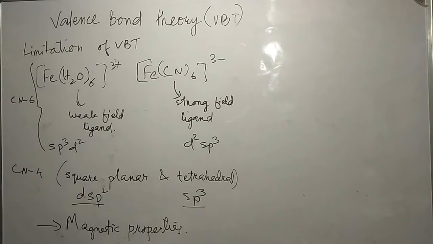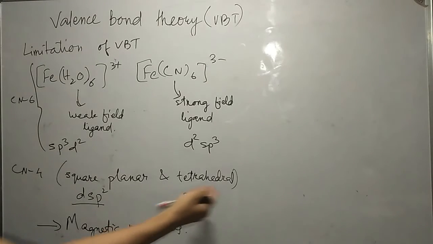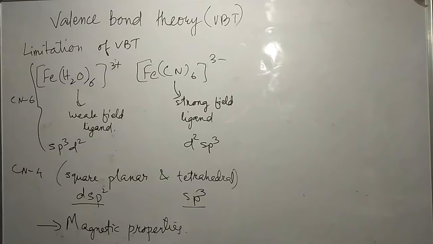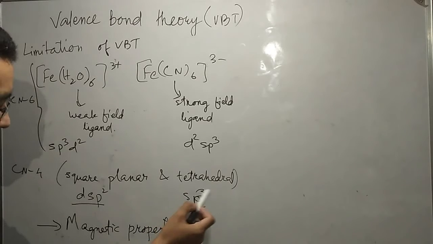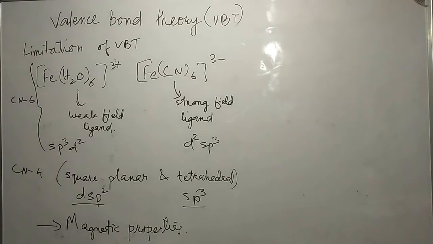The second one is for coordination number 4. The 2 types of structure we can have are square planar and tetrahedral. Square planar undergoes dsp2 hybridization, and tetrahedral undergoes sp3 hybridization. But since in both geometries a total of 4 hybrid orbitals are involved, it could not give any detailed explanation about that.